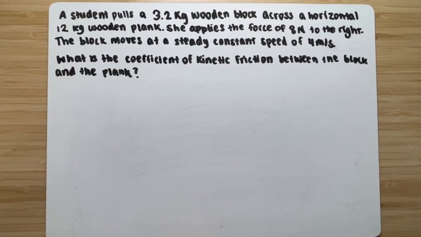A student pulls a 3.2 kilogram wooden block across a horizontal 12 kilogram wooden plank. She applies the force of 8 newtons to the right. The block moves at a steady constant speed of 4 meters per second. What is the coefficient of kinetic friction between the block and the plank?